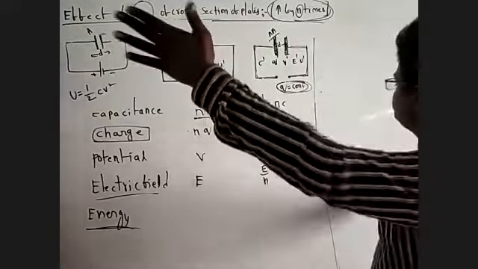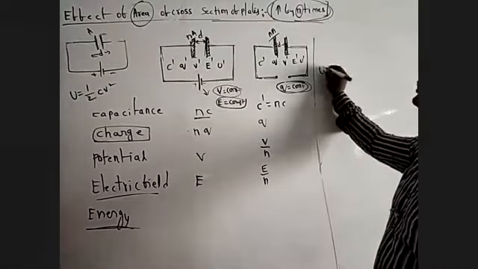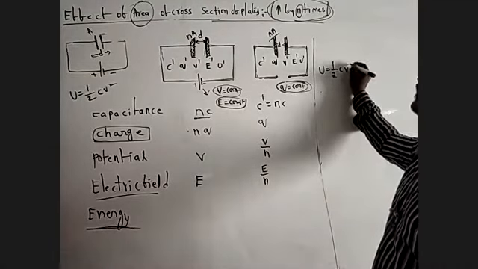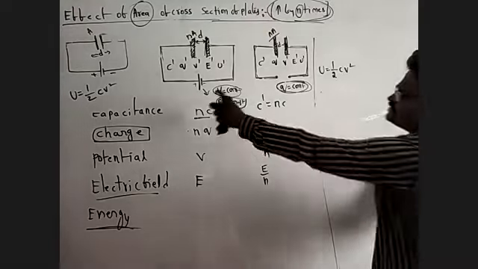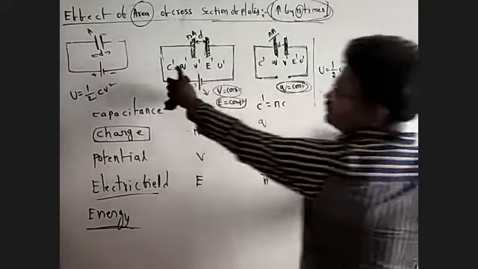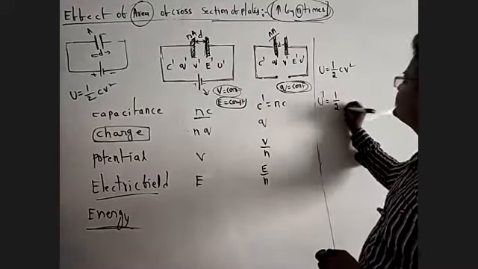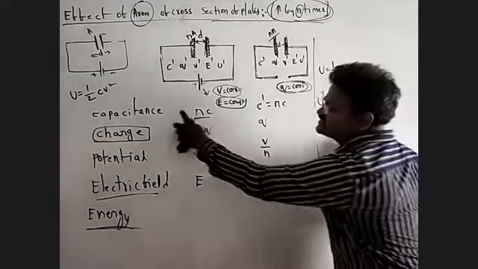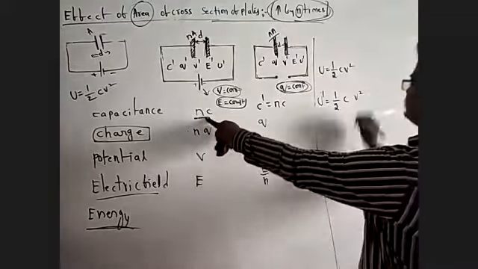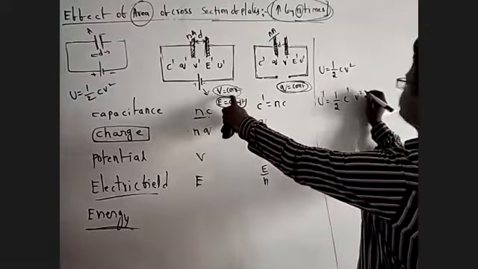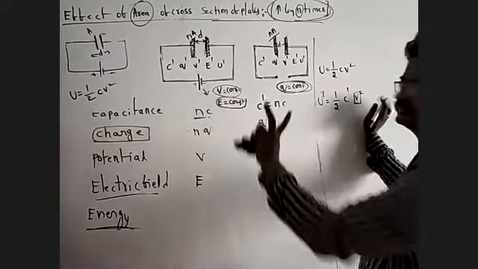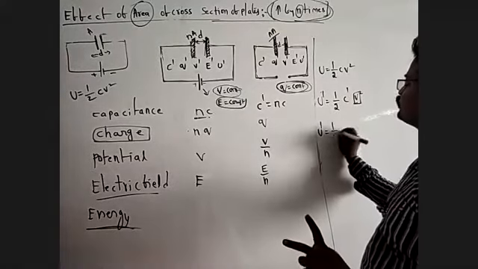For the first diagram, the general formula is U = 1/2 CV squared. For this one, what is the energy? U dash is equal to 1/2 C dash V squared. C dash I'm writing, and V is constant. I'm not changing V. Okay, U dash is equal to 1 by 2.